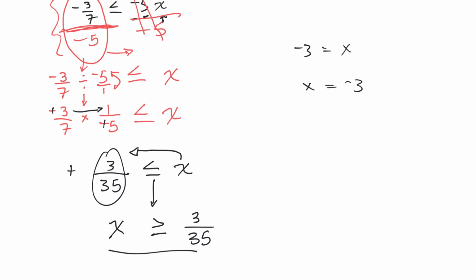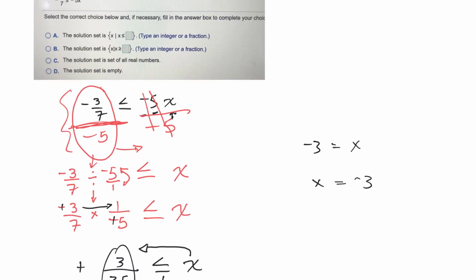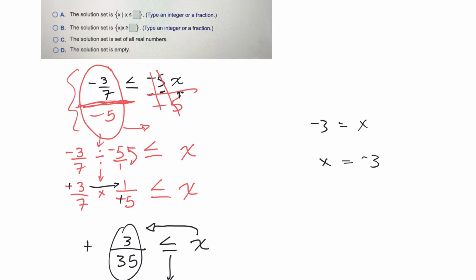Let's see if that's one of the answers at the top, hopefully. Oh, you have to type it in. So you would just type in, not that one, because that's less than. We have greater than or equal to 3 over 35. I'm calling it that one right there. So that's one.